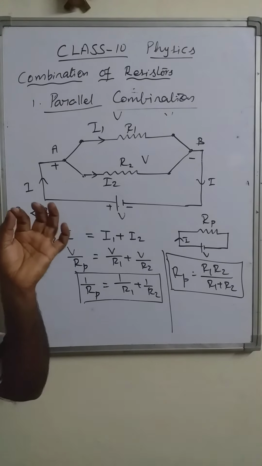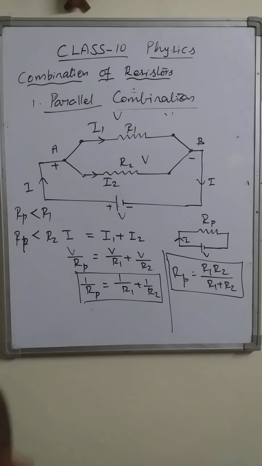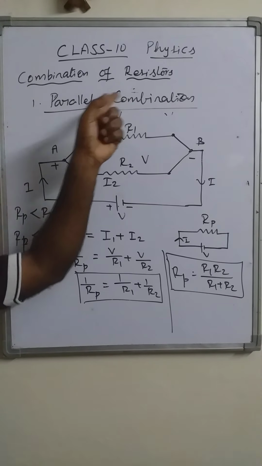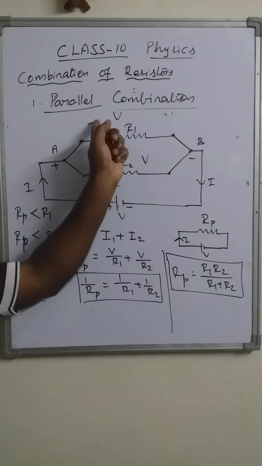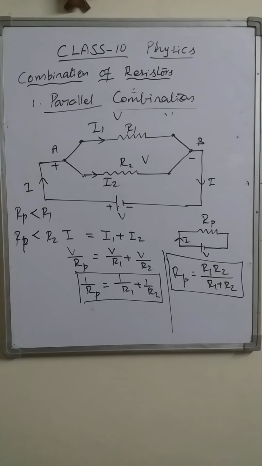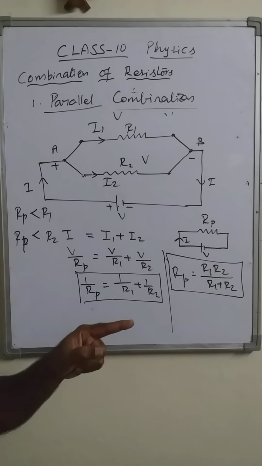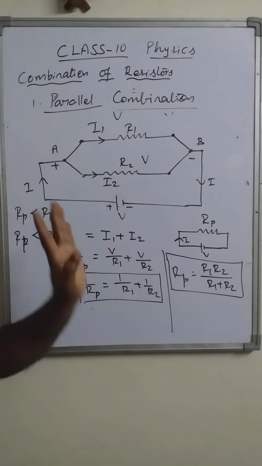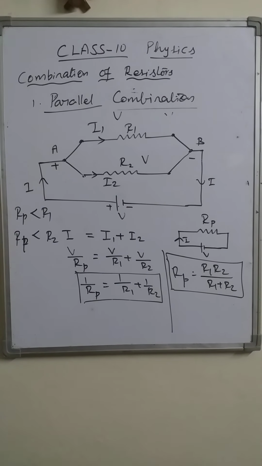The difference between series and parallel combination, you must be able to differentiate. If the current flows through all the resistors the same, they are connected in series. If the current flows through the resistors differently, they are connected in parallel combination. So in series, I same, V different. In parallel, I different, V same. So this is about the series and parallel combination.